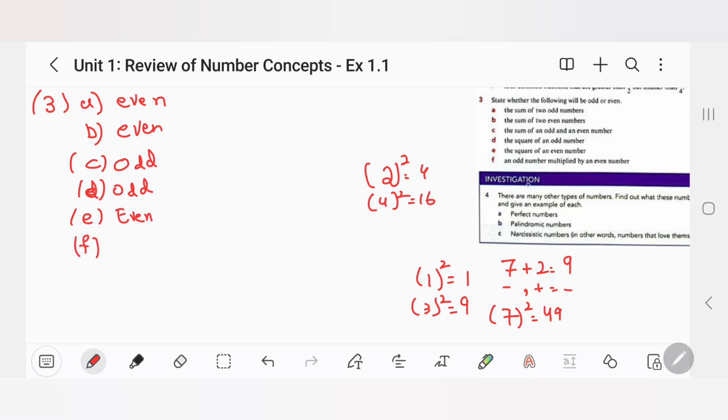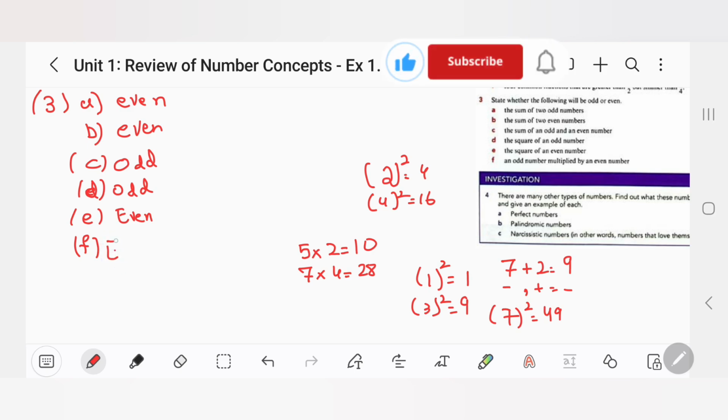And then last, an odd number multiplied by an even number. Okay, now let's try this. Odd number multiplied by an even number, first example is giving me even. Let's try one more time. Yeah, so the pattern is showing me again even.